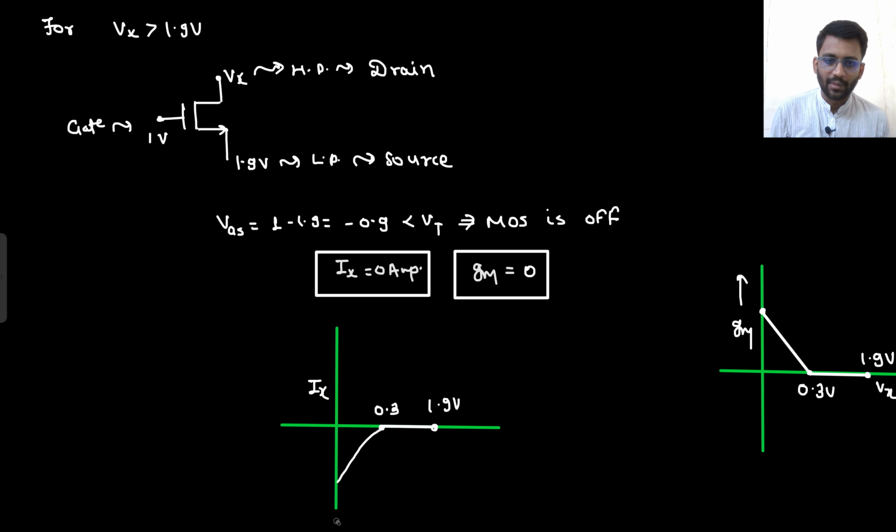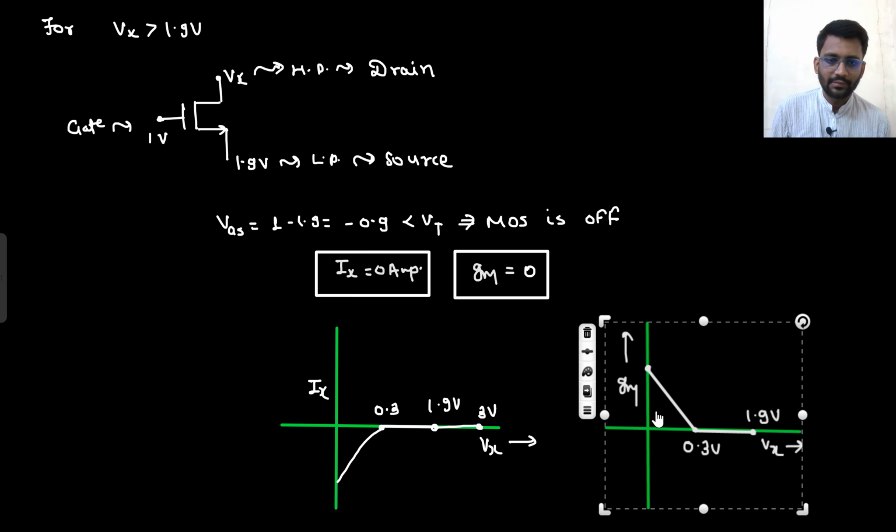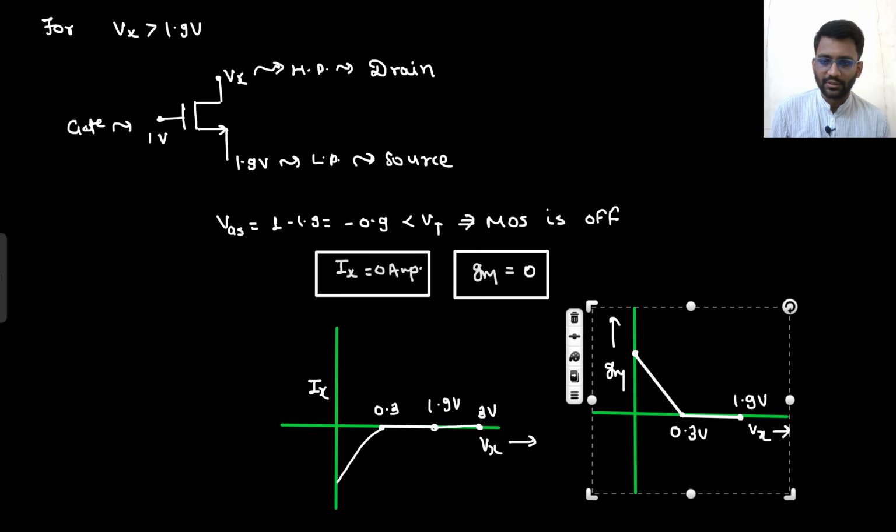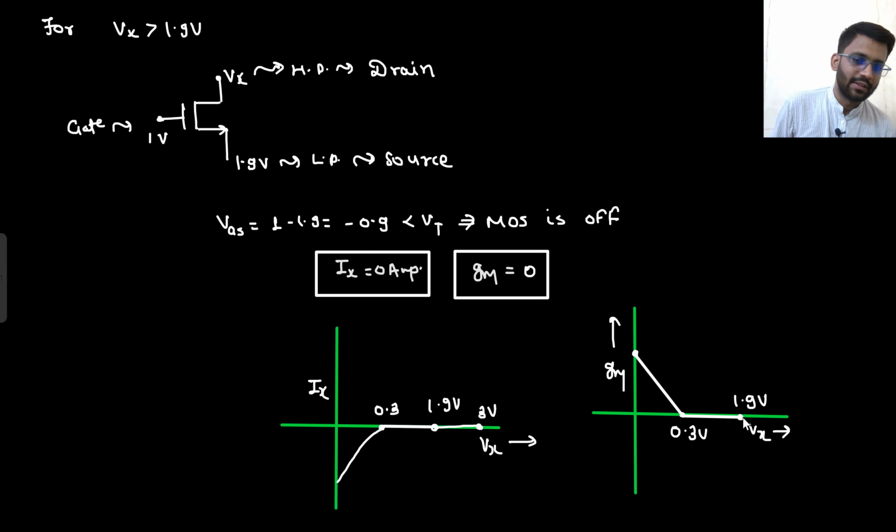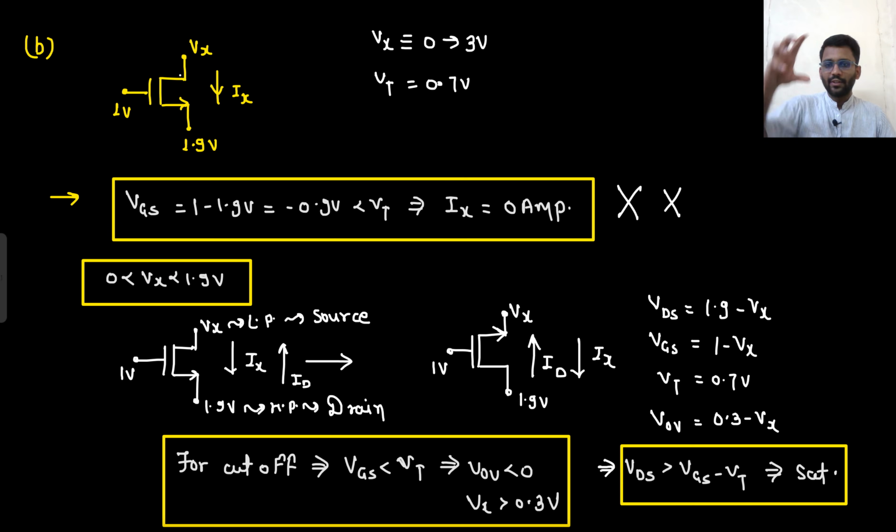So what I am going to do, I am just going to increase the Ix value, that's it, till 3 volt, which will be 0 only. And in this one, for Gm as well, I am going to increase it till 3 volt. It will always be 0. That's it. So when we saw this question for the first time, what did we understand?